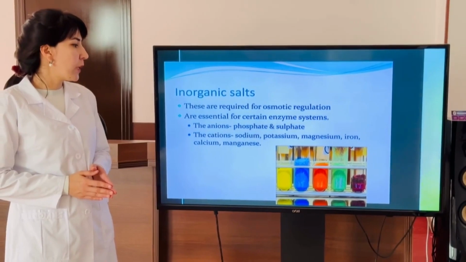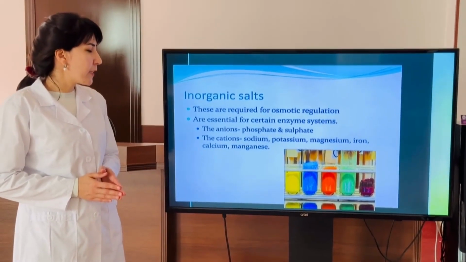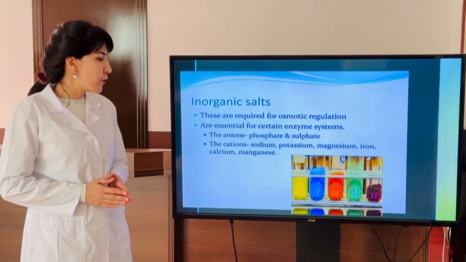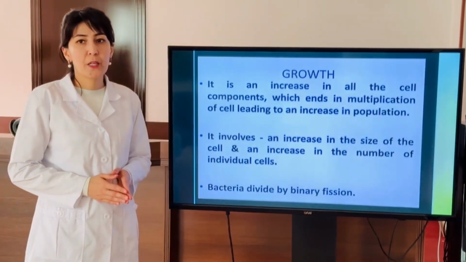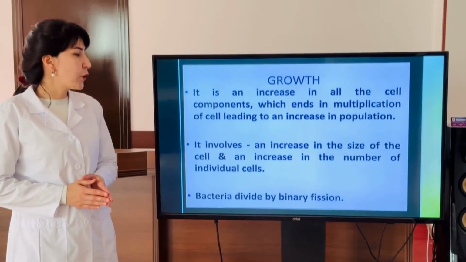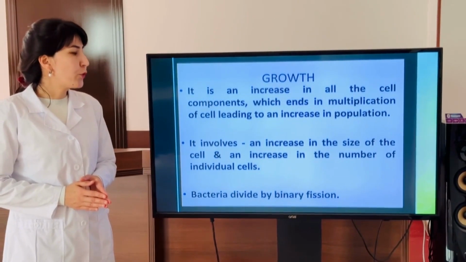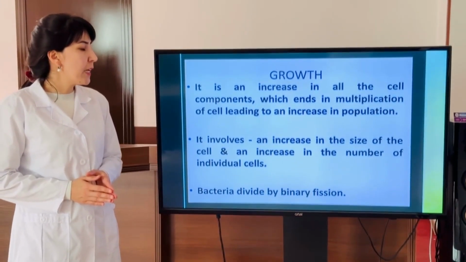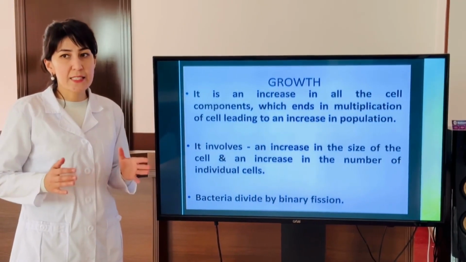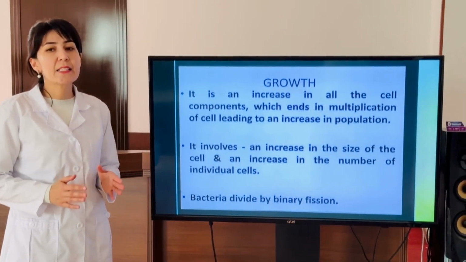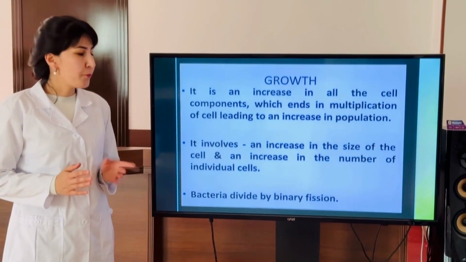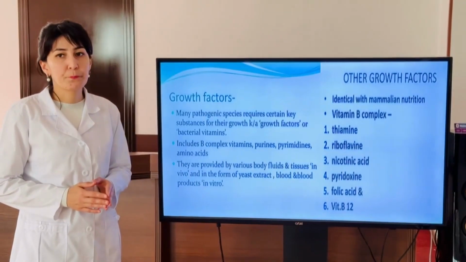The anions are phosphate and sulfate, and the cations are sodium, potassium, magnesium, iron, and calcium. Growth is an increase in all of the cell components, which ends in multiplication of the cell, leading to an increase in population. It involves an increase in the size of the cell and an increase in the number of individual cells. Bacteria divide by binary fission.